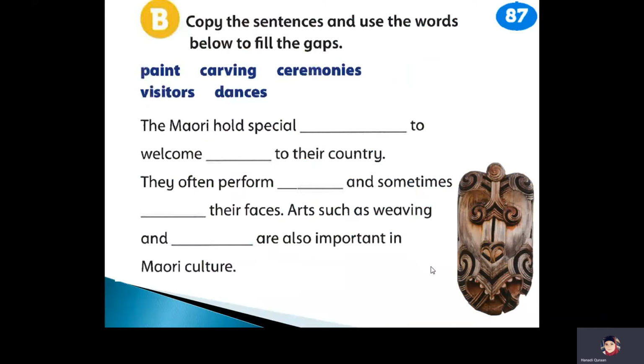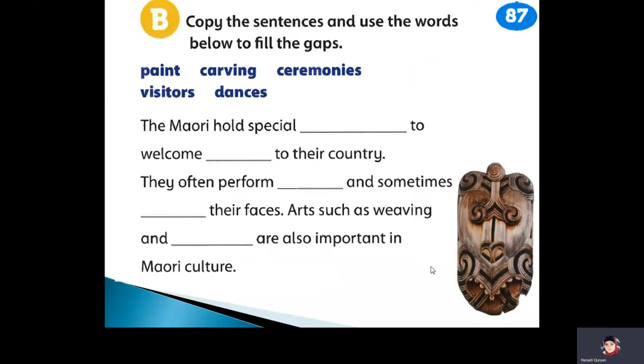Now the words we were also introduced to, we have paint, carving, ceremonies, visitors, and dances. The Maori hold special to welcome to their country. They often perform, and sometimes their faces. Arts such as weaving and are also important in Maori culture. Now, let's start answering together.